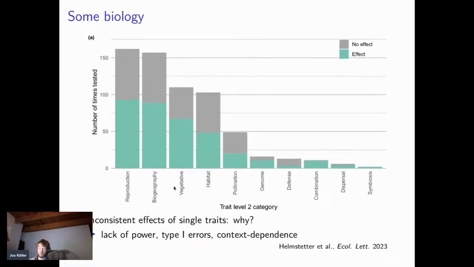But of course, we don't know why. It could be a lack of power for these cases where there was no effect detected. It could be type 1 errors in the case where an effect was detected. And also the biological reason we put forward is that there is actually a lot of context dependence, which is also something that we already saw with Diaceae. Sometimes the clade has a higher diversification rate than Diaceae, sometimes a lower diversification rate, and it probably depends on lots of things like what the trait is associated with, etc.